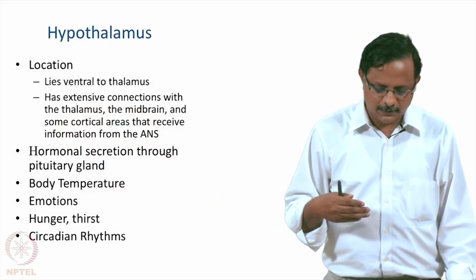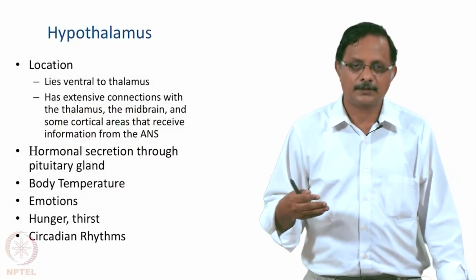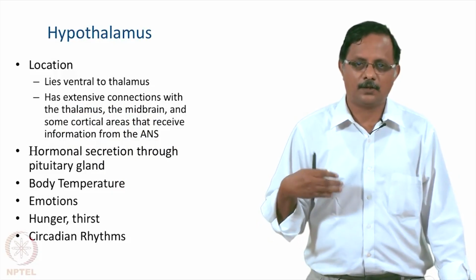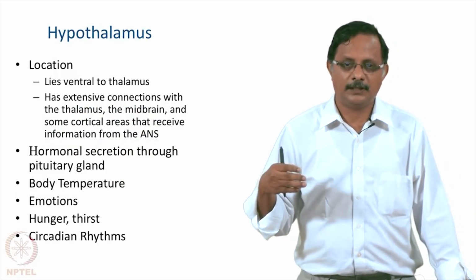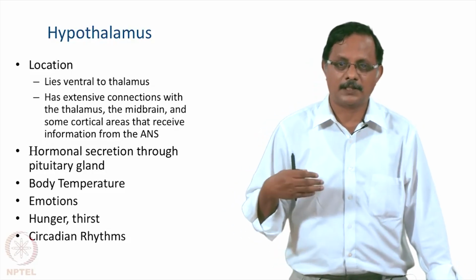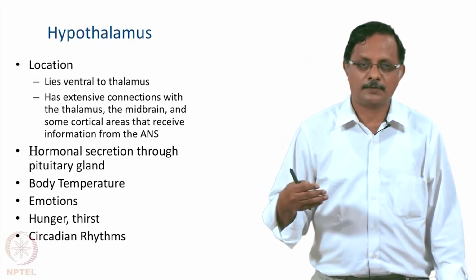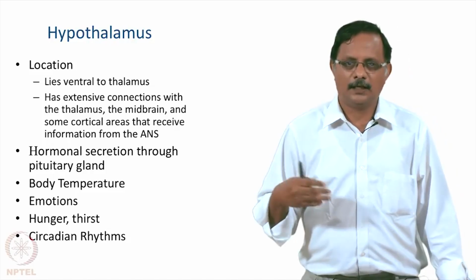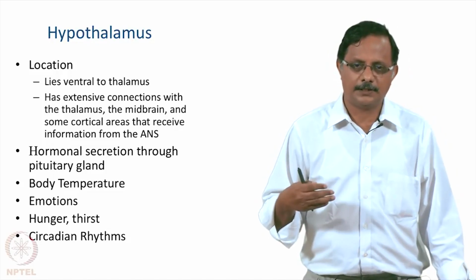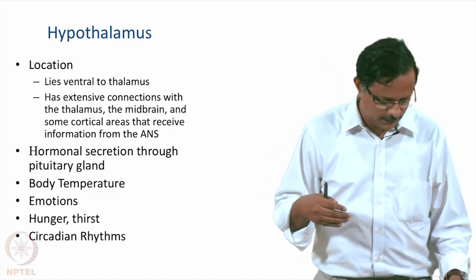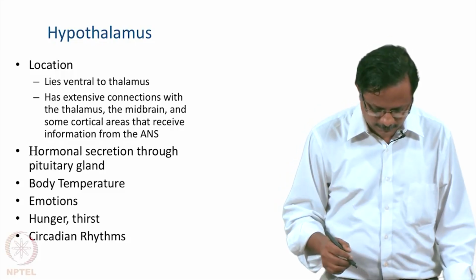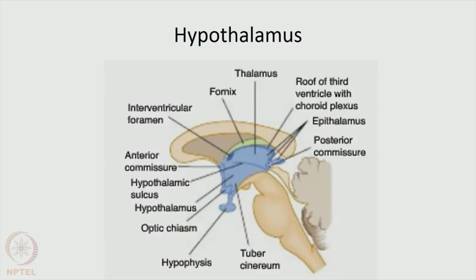So, the hypothalamus has extensive connections to the thalamus and to the midbrain and other cortical areas, which receive input from the autonomic nervous system. This is the part of the nervous system which is responsible for controlling the bodily organs, and it is also involved in hormonal secretion through the pituitary gland. And I think you can see this picture here. The pituitary gland is not shown here, it is somewhere in front of here in the hypothalamus.